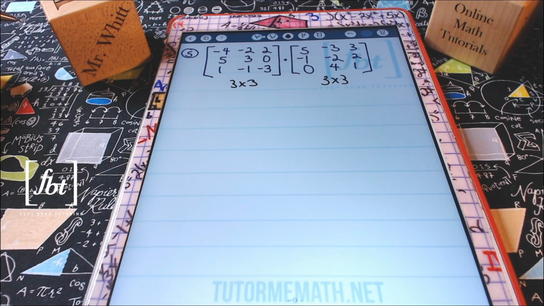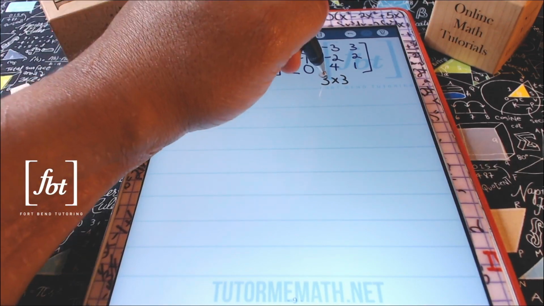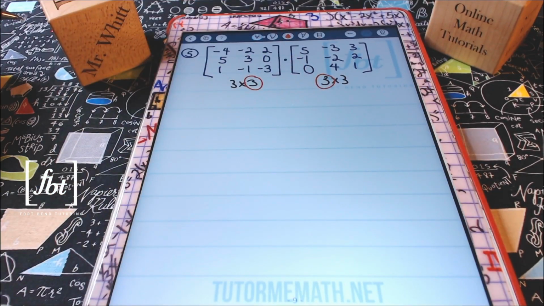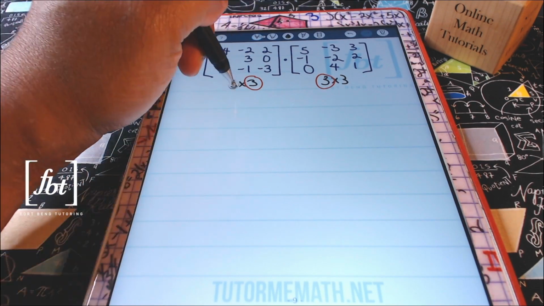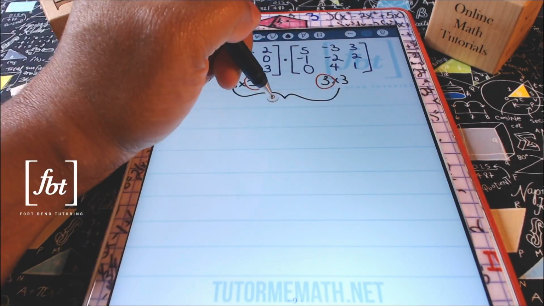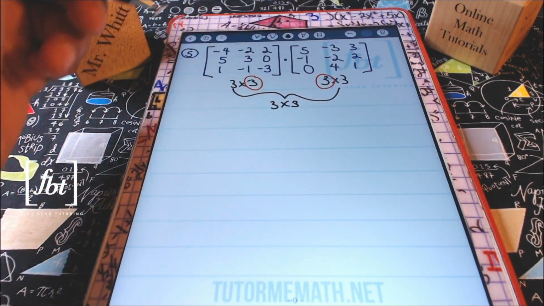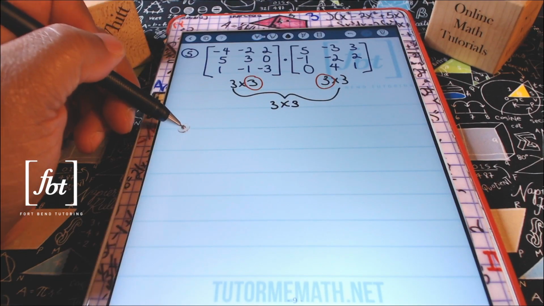Do the inner values match? That's the question. Do you know the answer? They do. 3 equals 3. These matrices can be multiplied together. We just verified that. The resultant matrix is going to be a 3x3 matrix. Yes, it will. Let's go ahead and set this up.